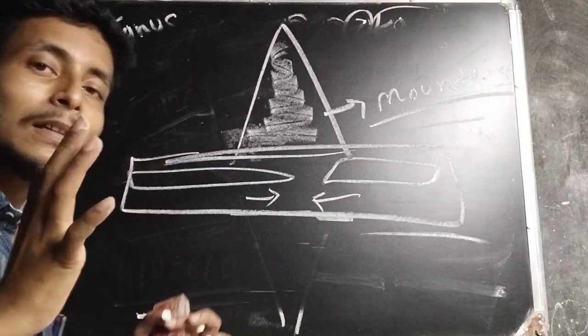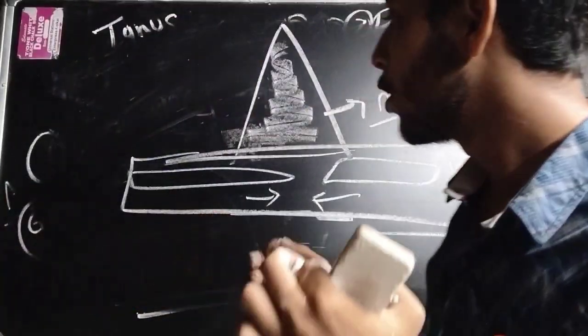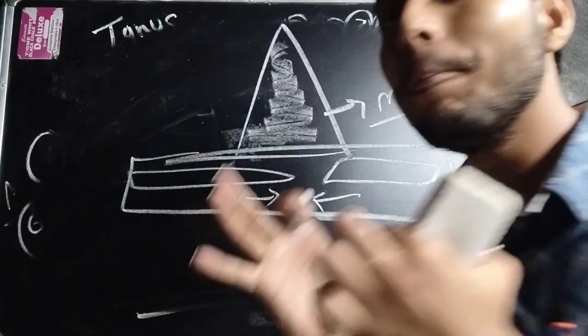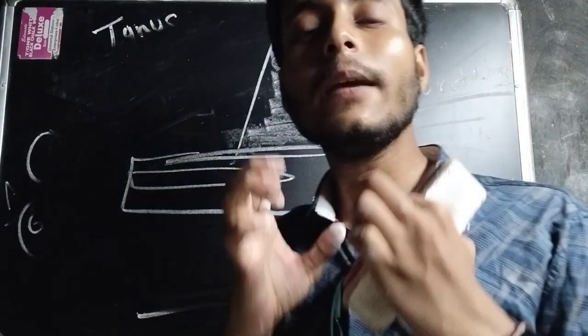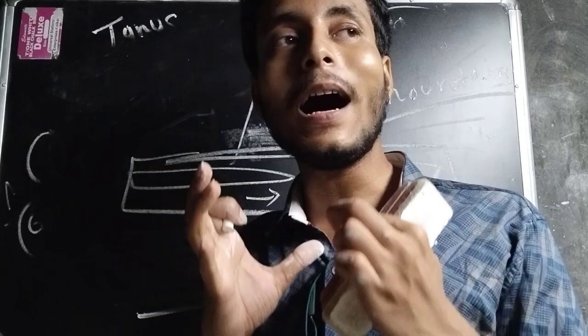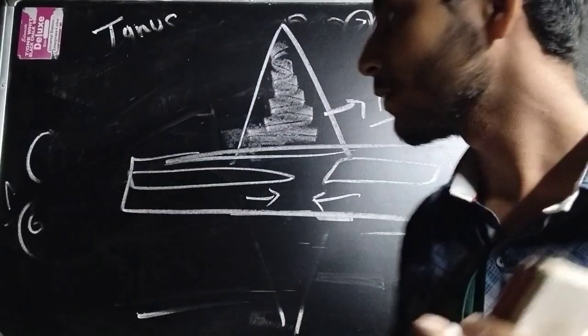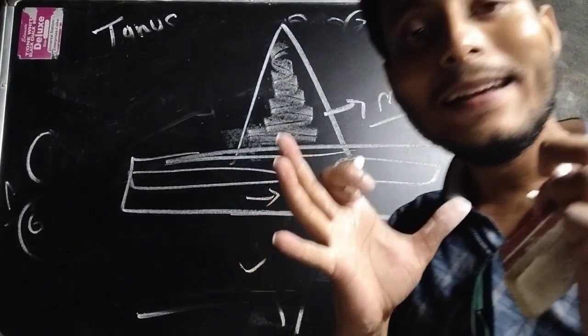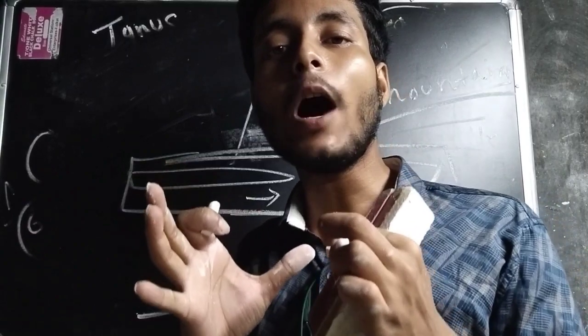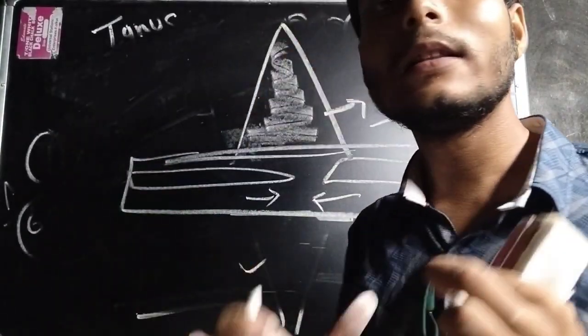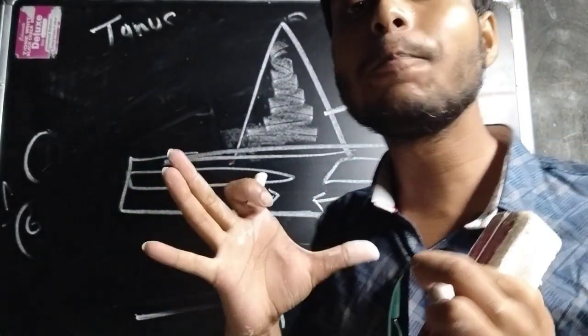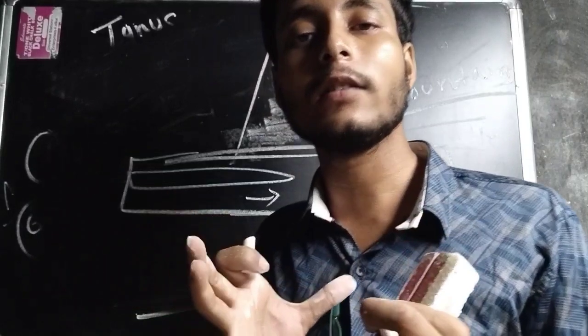These are the reasons why we call the mantle the most important part of the earth's interior. And next time we will discuss the core, the last and deepest layer of the earth.